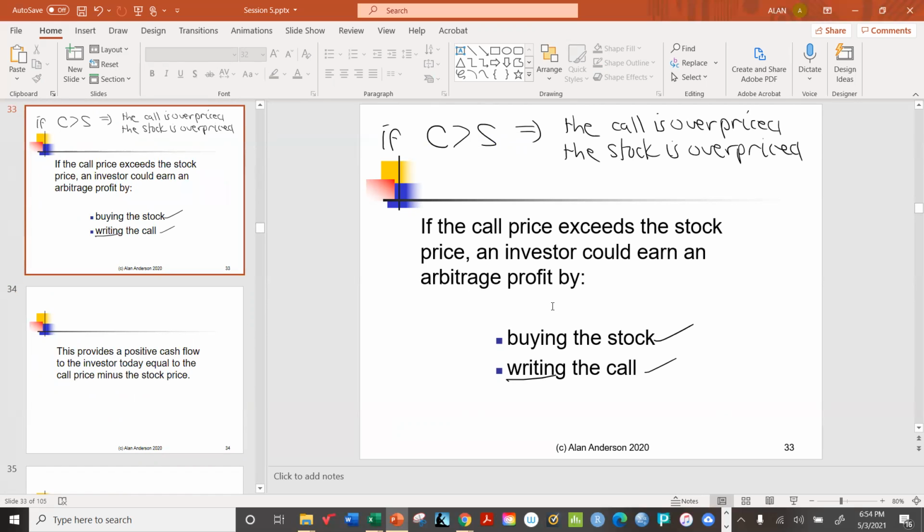And if you look at it carefully, we didn't use any of our own money, because when you write the call, you get a premium, and then you use that premium to buy the stock. And in fact, when you collect your premium, it's more than enough to buy the stock. And so the difference between the two is your profit. So your arbitrage profit is in fact C minus S, which is greater than zero by assumption.